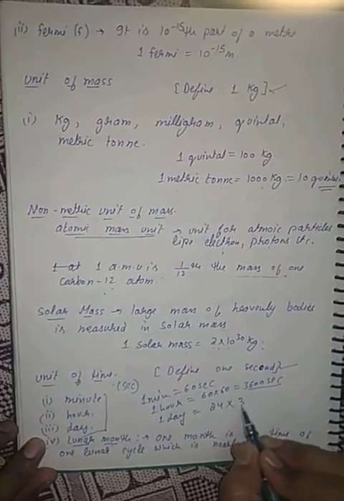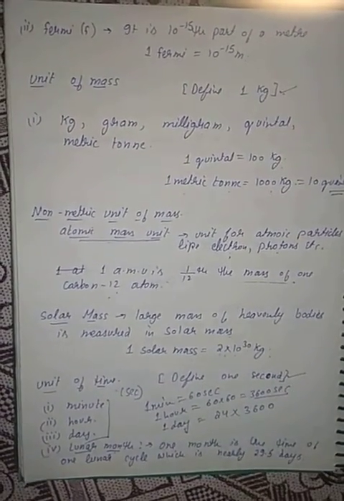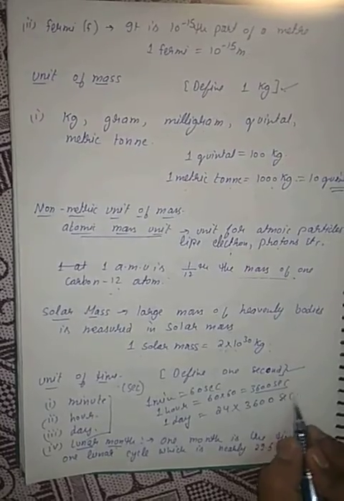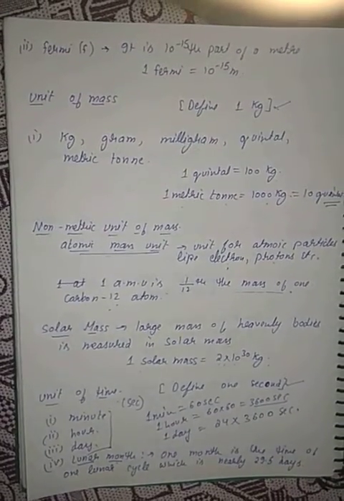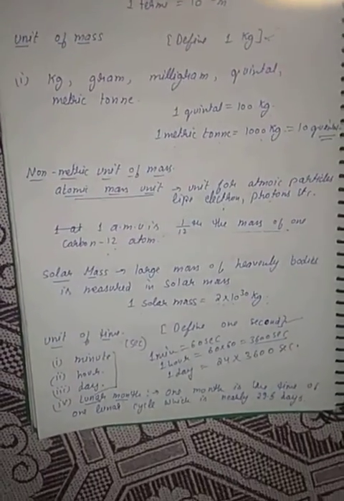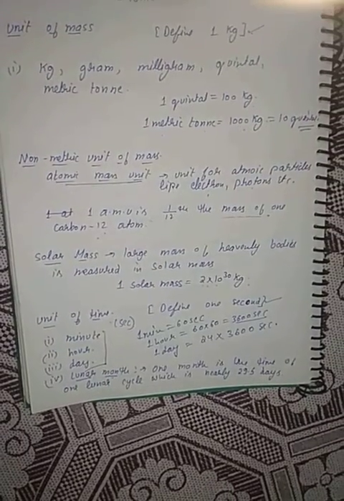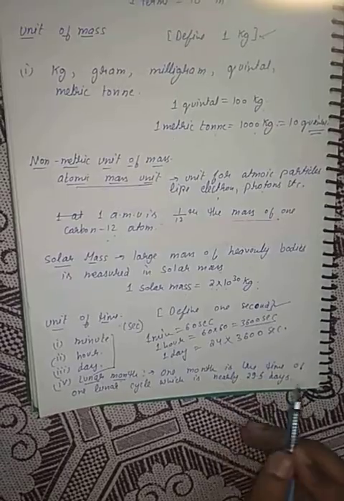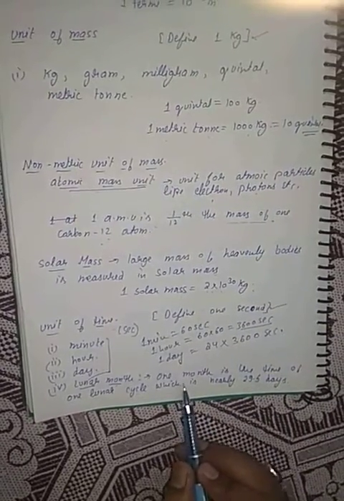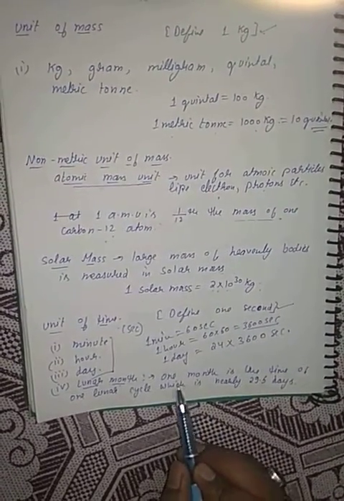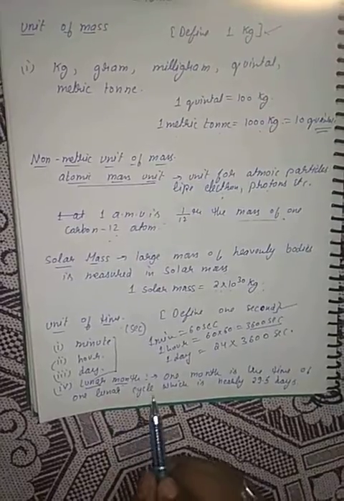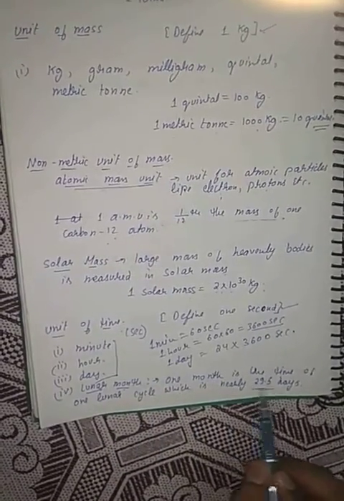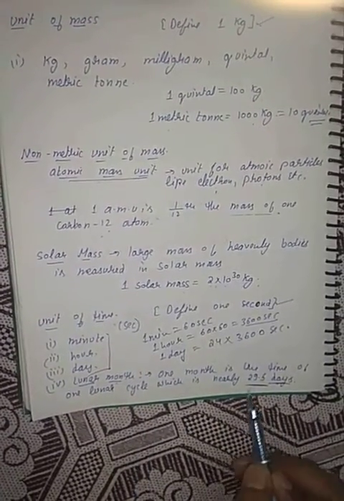In 1 day, 24 hours into this much of seconds. Lunar month: actually the entire world is following different concepts. In our Hindu concepts, 1 month is the time of 1 lunar cycle, which is nearly 29.5 days.